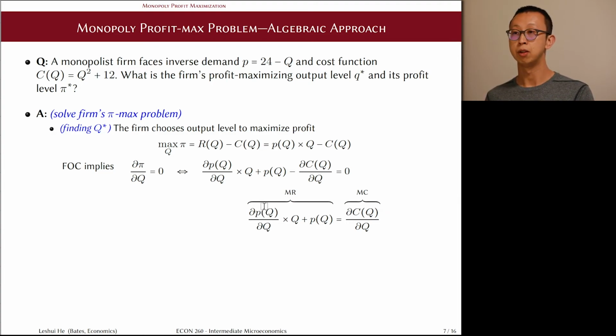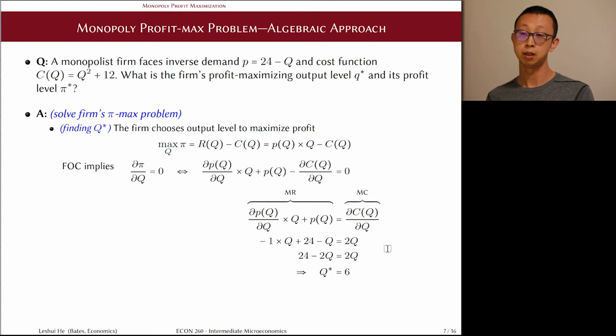The derivative of the inverse demand function with respect to quantity is -1. And we can multiply that by Q plus the inverse demand function plugged into this slot. And the marginal cost is the derivative of the cost function with respect to Q, which gives us 2Q. Given these expressions, we can simplify a little bit by collecting the term of Q on both sides of the equation, and that will give us a Q* equal to 6.